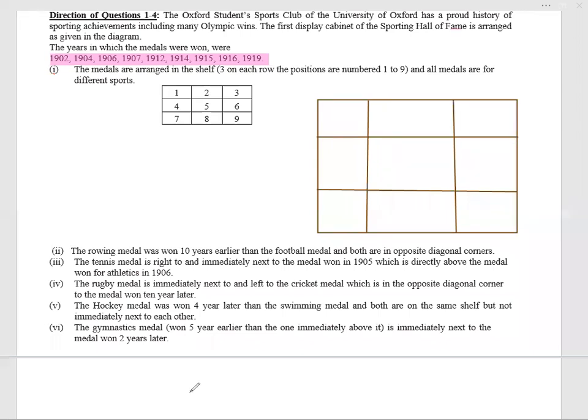So first information we have: the rowing medal was won 10 years earlier than the football medal, and both are kept in opposite diagonal corners. So I can place rowing here, RW, and football here, or the reverse: football here, rowing here. Also, I can place them in these two diagonals: rowing, football, rowing, football. And rowing and football have a gap of 10 years.